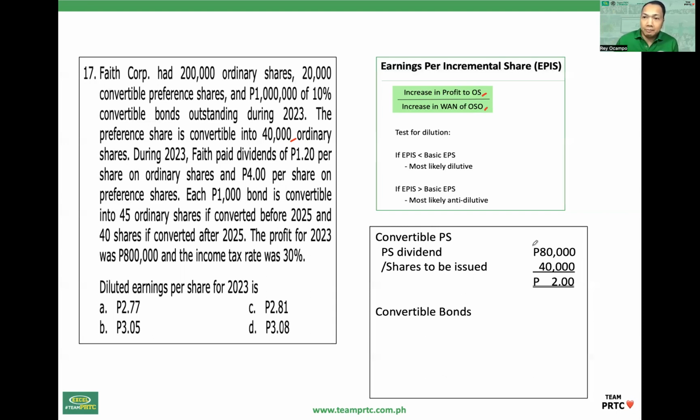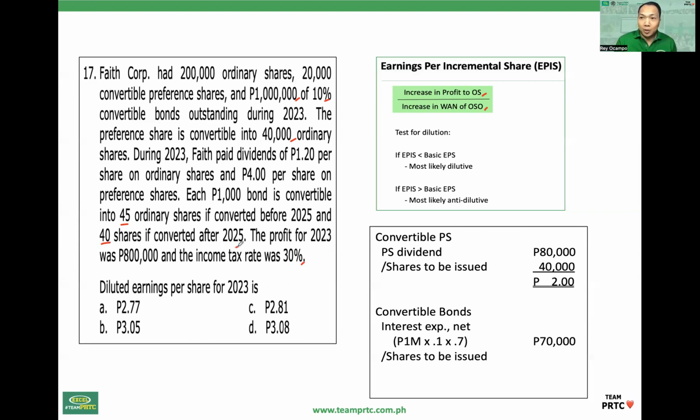Okay, the convertible bonds. If converted, ang effect ng bonds, wala ng bonds, ordinary na, wala ng interest. So yung savings on interest because of the conversion, that's the effect on numerator. And that is 1 million times 10%, net of tax, times 0.7. So net of applicable tax. Okay, effect on denominator. Each 1,000 bond convertible into, ito nga lang ang problem, 45 kapag kinonvert before 2025 and 40 after 2025.